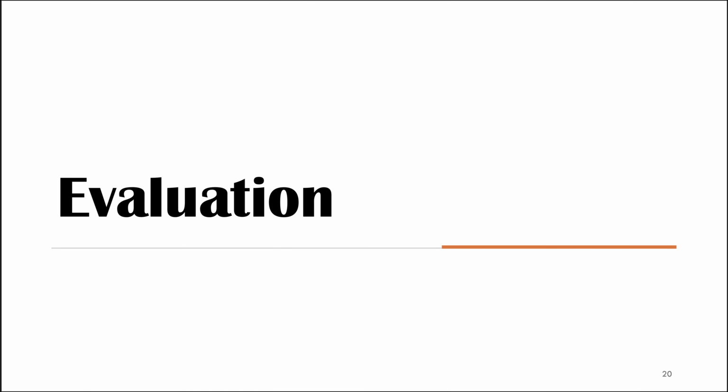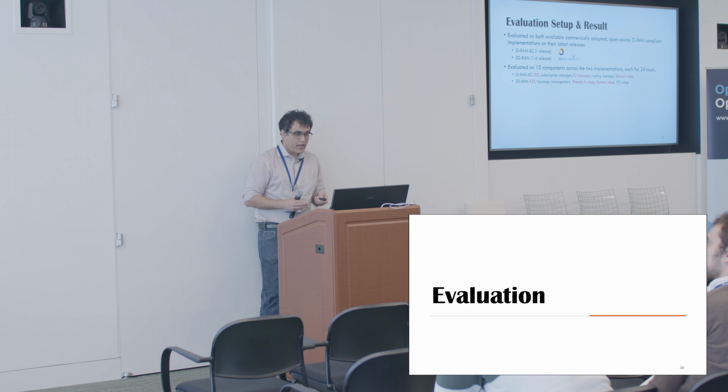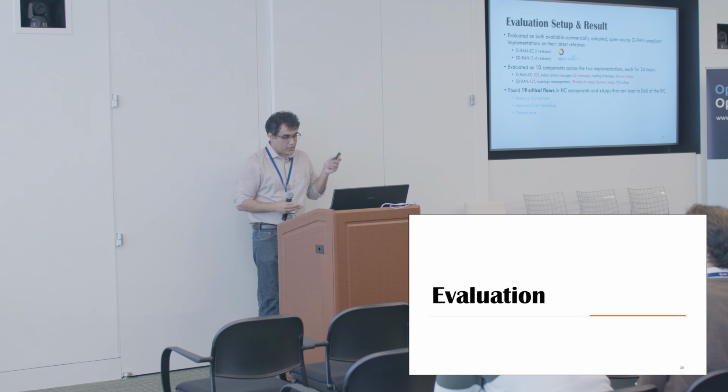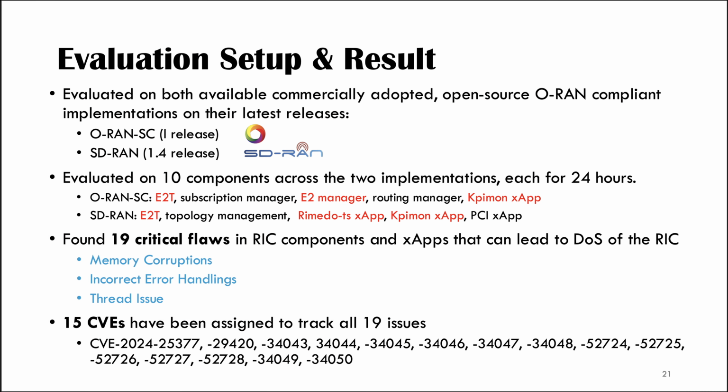So, we tested the ORAN-SC I Release and srsRAN 1.4. These are the only two open source Open RAN implementations available so far, and our tool identified 19 critical flaws. The types of the flaws are memory corruptions, incorrect error handling, and several thread issues, and we were assigned 15 CVEs.